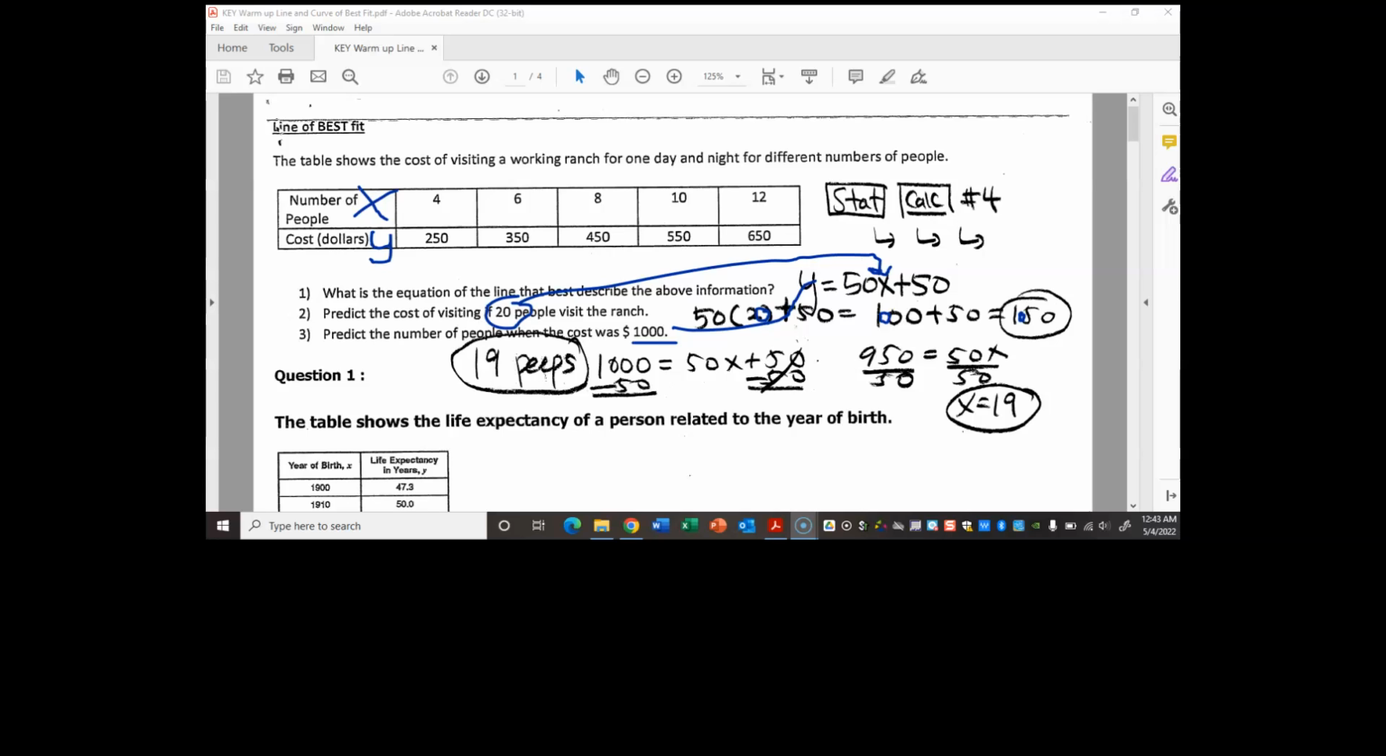So 1,000 equals 50x plus 50. You're going to use algebra and solve for x. So how many people visit in order to make $1,000? So you're going to subtract 50 on both sides. So 1,000 minus 50 is 950. Divide each side by 50. And then you get 19 people. So the answer is 19. Please copy this down.